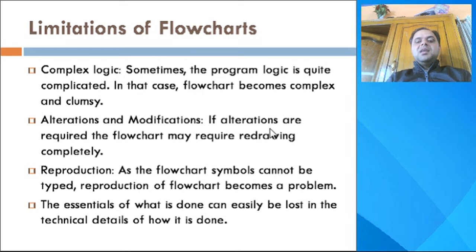Alteration and modification. If alterations are required, the flowchart may require redrawing completely. So for example, we have created a flowchart and now our program logic has changed, so we have applied another method for solving that problem, so we have to redraw the flowchart. Then reproduction. As flowchart symbols cannot be typed, reproduction of a flowchart becomes a problem. So drawing a flowchart is very complex because we cannot type the symbols of the flowchart, we have to draw those symbols.